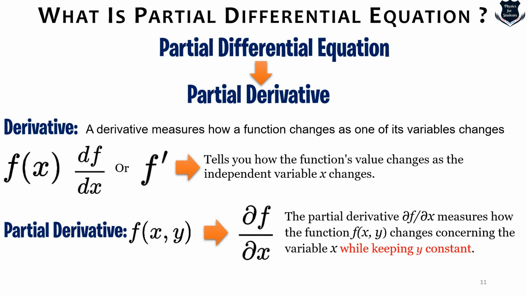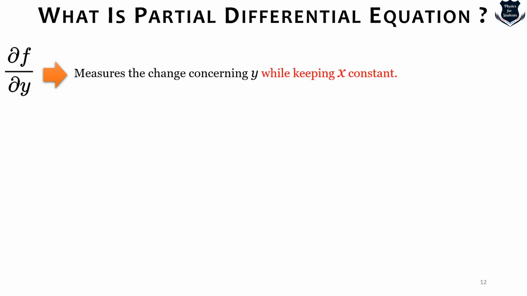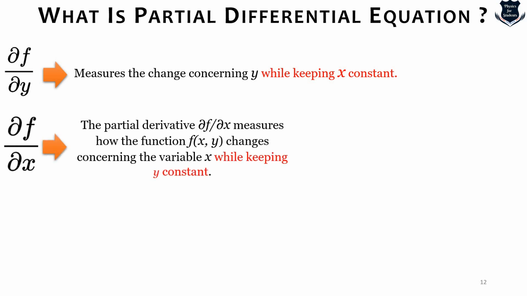So first let us look into this. Del f by del x is the partial derivative that tells how the function f of x, y changes concerning the variable x, keeping y constant. Now del f by del y measures the change concerning y while we keep x constant. So at one place we are keeping y constant, and at the other we are keeping x constant. These are called partial derivatives because they capture the function's changes partially, not completely, with specific variables.